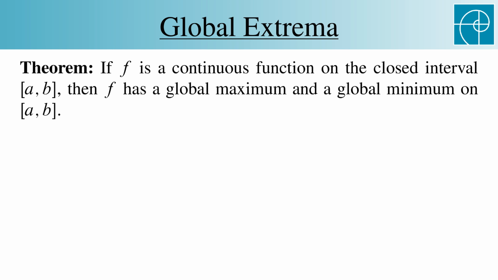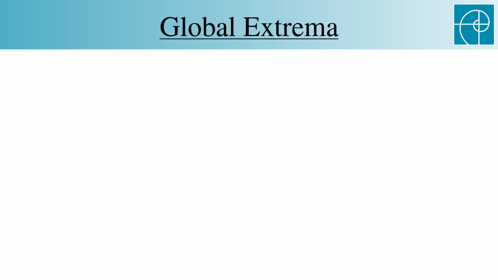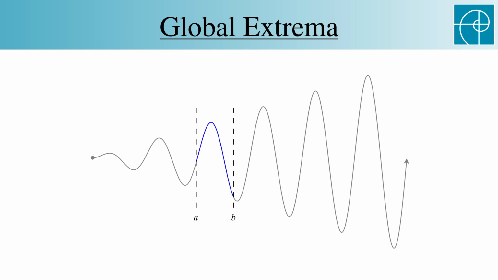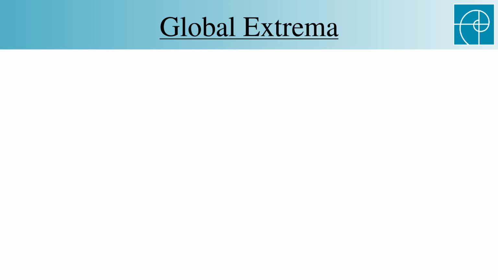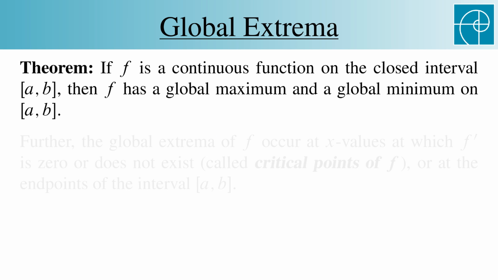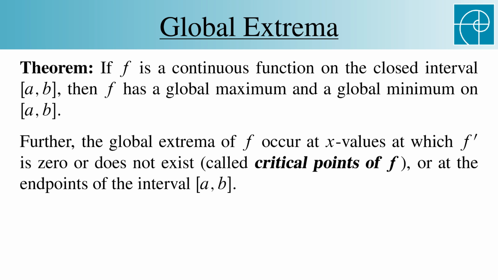We can no longer only look for places where the derivative is 0 or doesn't exist, though, since we might also have a max or min at one of the endpoints of the interval. Here, for example, the global maximum occurs where there's a horizontal tangent line, but the global minimum occurs in an endpoint. So we have an additional thing to note, namely that the global extrema occur at x values at which f prime is 0 or doesn't exist, such points are called critical points of f, or at the endpoints of the interval ab.